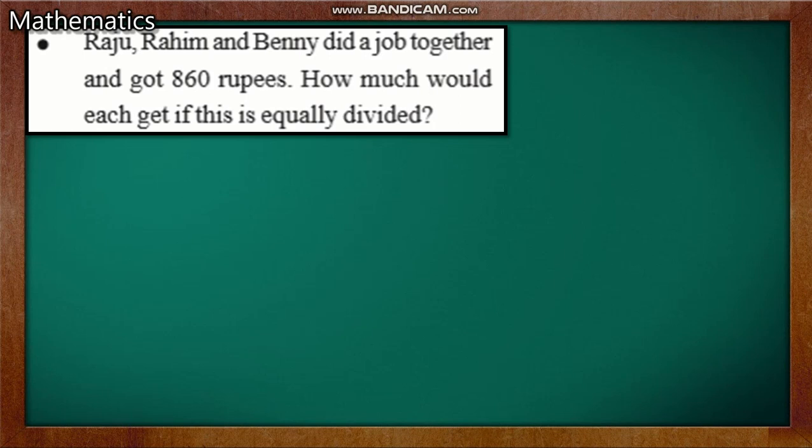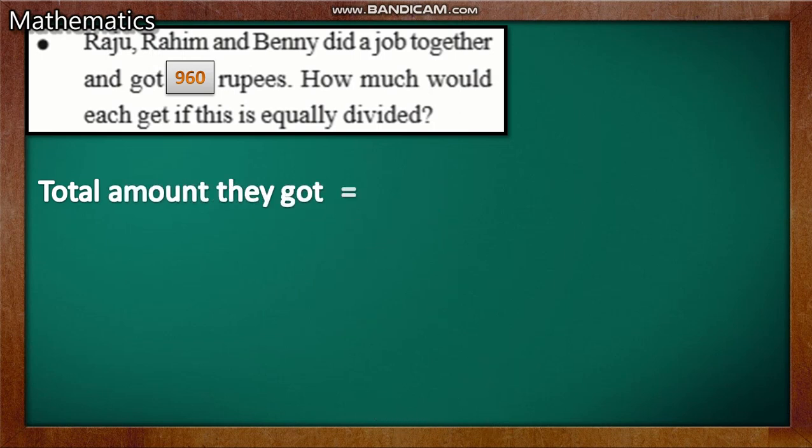Okay, how will we start? At first we have to write what is given there. I'm doing some correction: instead of 860, let's write 960. Then first step, total amount they got. How many rupees did they get in total? That is 960 rupees. At first you have to write what is given. Total amount they got, that is 960 rupees.